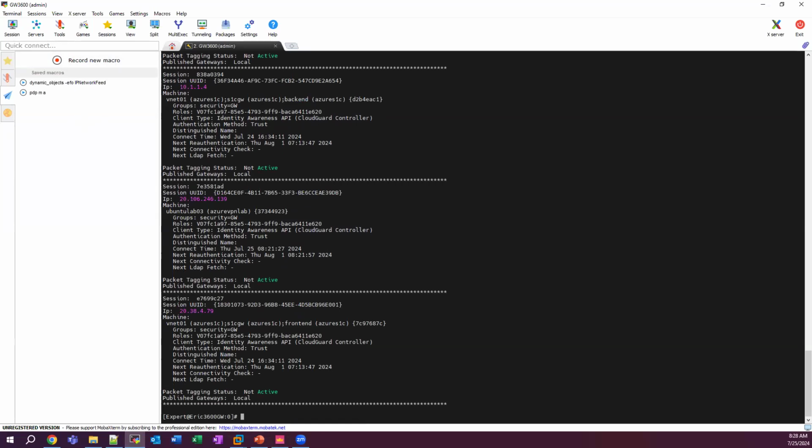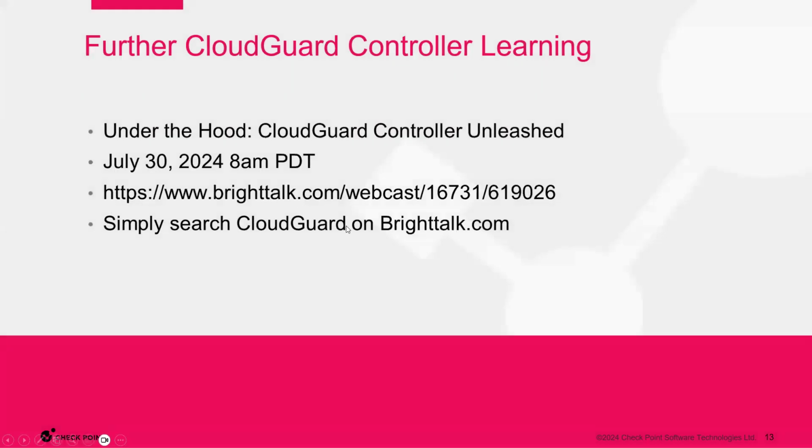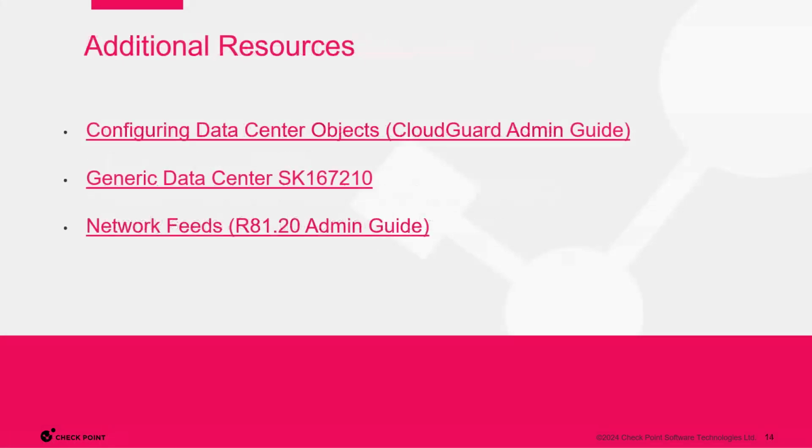But yeah, that being said, that's all for me. Wanted to share that with you as far as data center objects. There's a lot of resources out there. As I mentioned, there is that deep dive. CloudGuard is something that is included on all firewalls. It's there, it's ready to use. You'll see those objects, and pretty much the CloudGuard controller admin guide and our regular R120 admin guide details a lot of this information as far as what we have here.